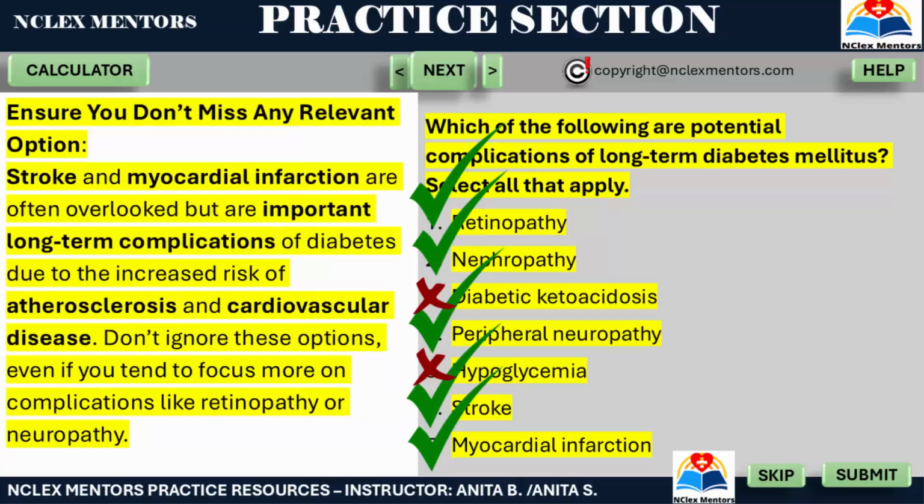Ensure you don't miss any relevant option. Stroke and myocardial infarction are often overlooked but are important long-term complications of diabetes due to the increased risk of atherosclerosis and cardiovascular disease. Don't ignore these options, even if you tend to focus more on complications like retinopathy or neuropathy.